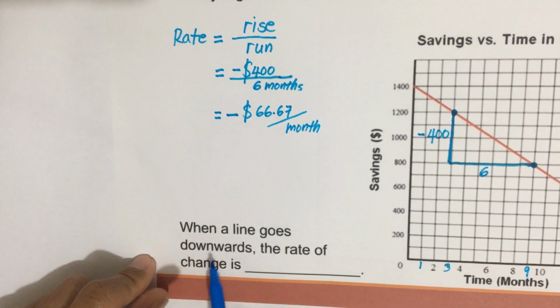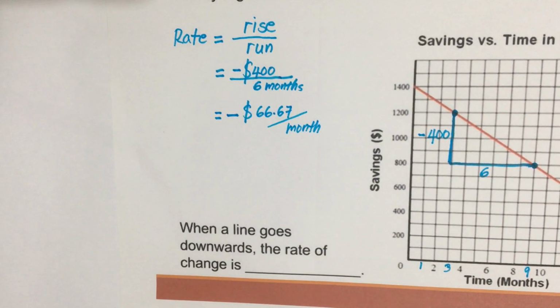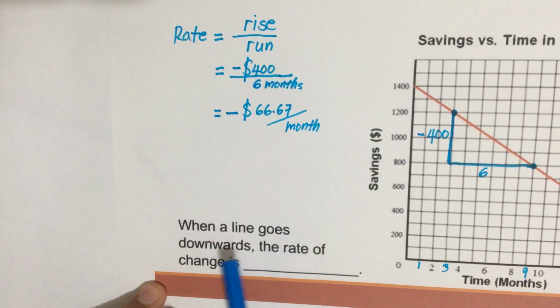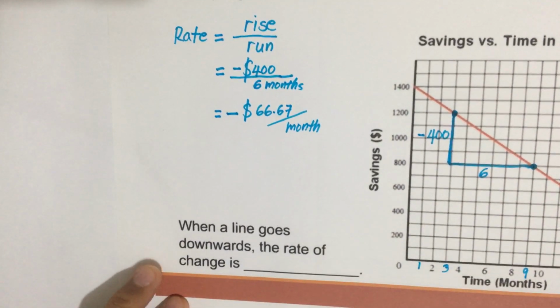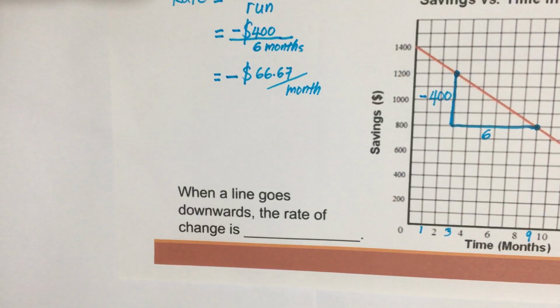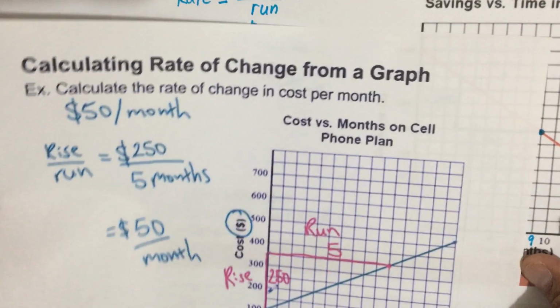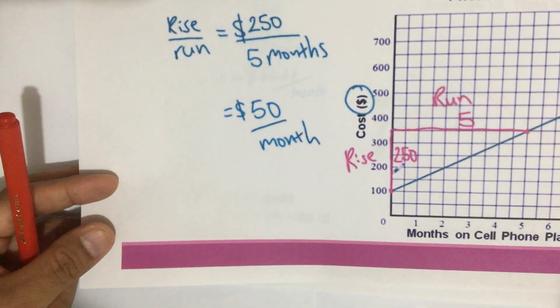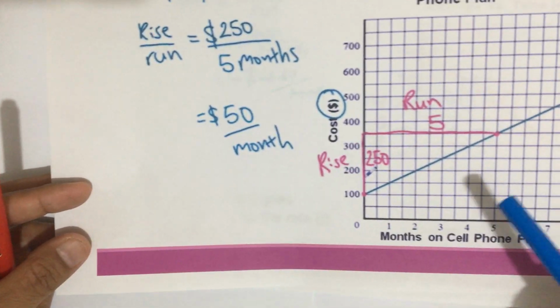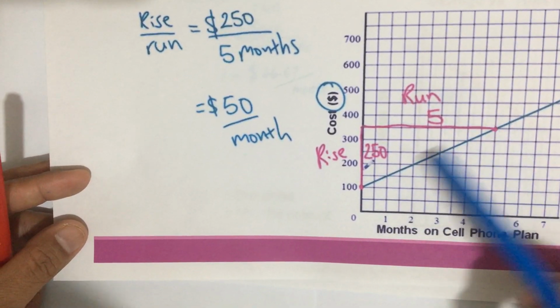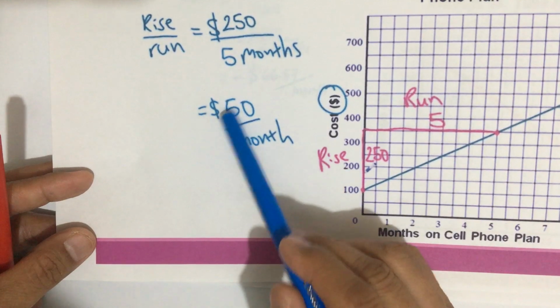Now, when the line goes downwards, so what will be the rate? So if you look at the previous example, if you look at this example here, okay, so our rate is positive, right? This is positive.